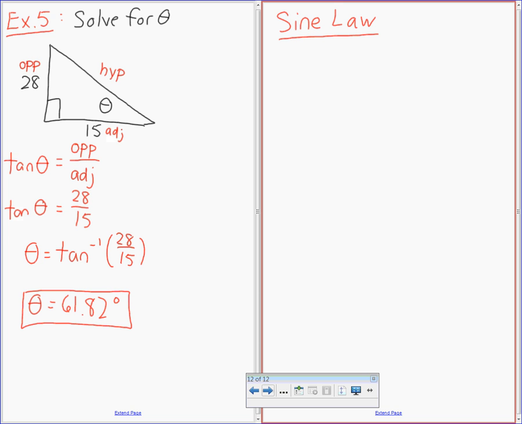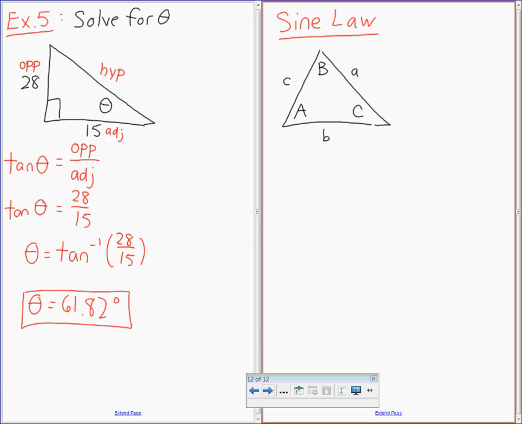Okay, sine law was created because there are some triangles in this world that are not right angles. All right. So for sine law, what happens is I'm going to label the three sides. I'm going to make a triangle like this. I'm going to call this angle A and side A, angle B and side B, angle C and side C.